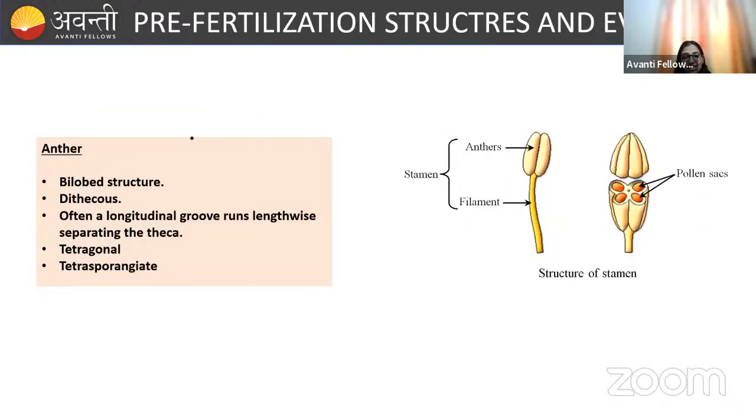Whorl of stamens is known as androecium, and a stamen consists of two parts, anther and filament. Anther is a bilobed structure. This is lobe 1 and lobe 2. So it is a bilobed structure. And this part is the filament. This is the distal part of the filament, and this is the proximal part of the filament.